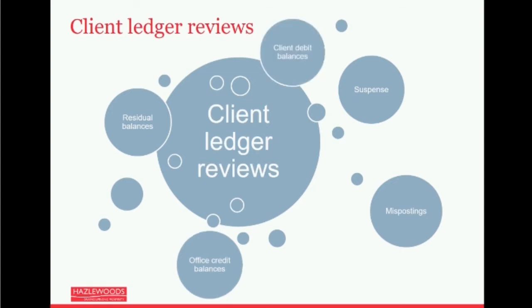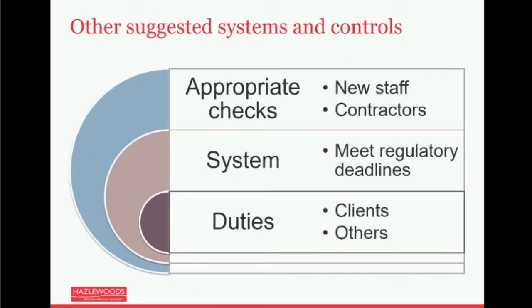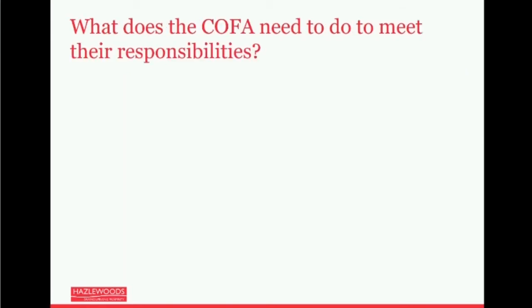or overdrawn client ledgers. Other suggested systems and controls include appropriate checks on new staff or contractors, a system for ensuring regulatory deadlines are met, and ensuring that duties to clients and others are fully met even when staff are absent. What does the COFA need to do to meet their responsibilities?